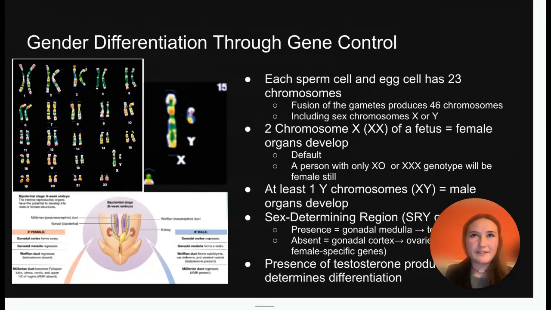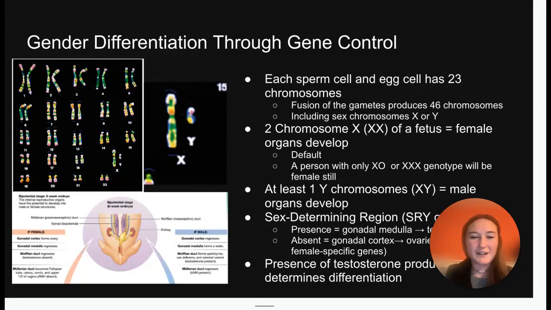If the embryo has two X's, or at least one X and no Y at all, it will be female. There are mutations that can happen where there'll be one X chromosome, which is known as Turner syndrome, or there are three X chromosomes that can happen, but they're all female because there is no Y chromosome at all. So in determining gender, the presence of the SRY gene pretty much determines your gender.